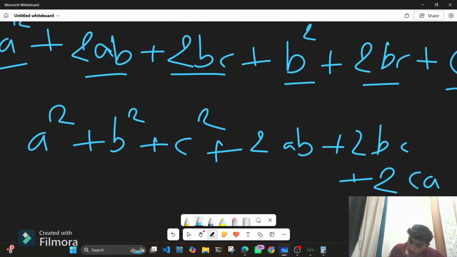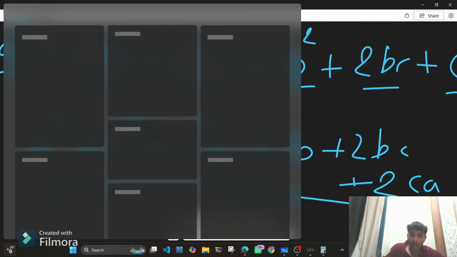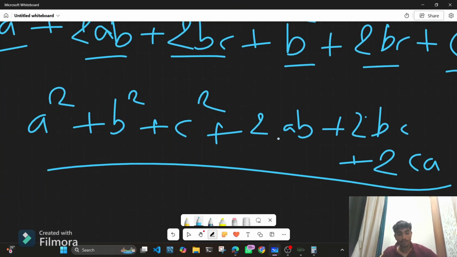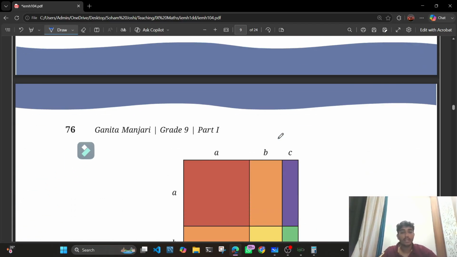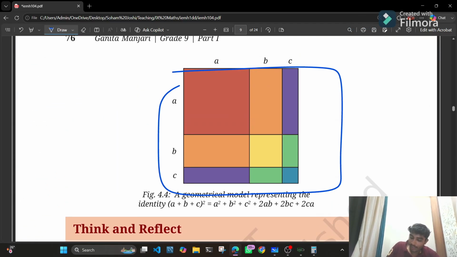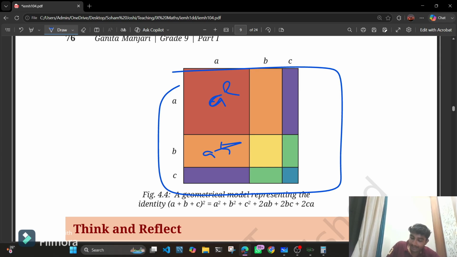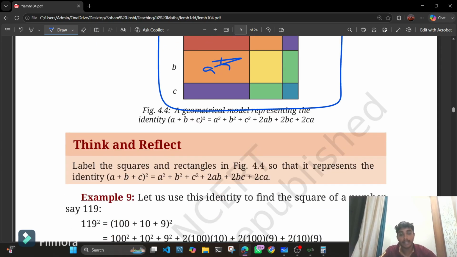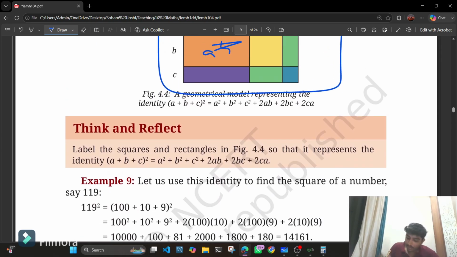Rearranging all the terms, we get our identity. I hope you have understood this proof. So you may visualize it using this square also. We have found the sides, squares, that is AB, etc., whatever the area would be. So this is our identity.